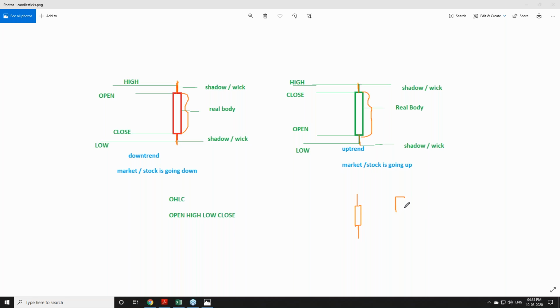So it can be like this also: a red candle with no wick, and a green candle with no wick. Sometimes no real body will be there, and only both sides will have a wick. Anything can happen like this. There will be a small wick on the top and a small wick on the bottom with a big real body, or a big real body, small wick on the top, and big wick on the bottom. So there will be different types of candlesticks.